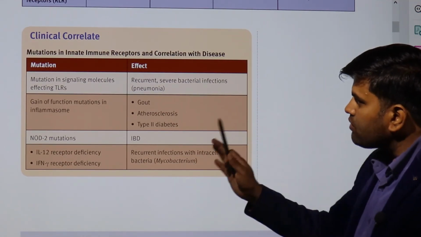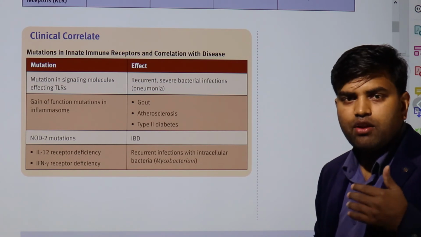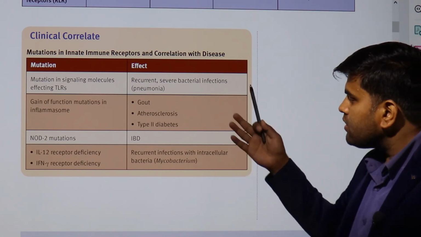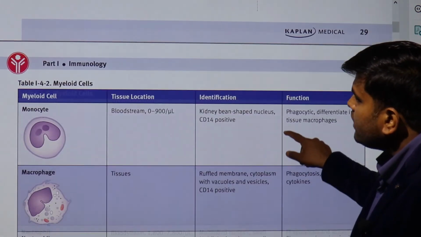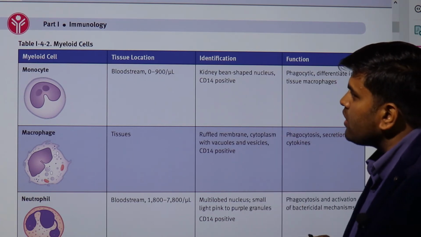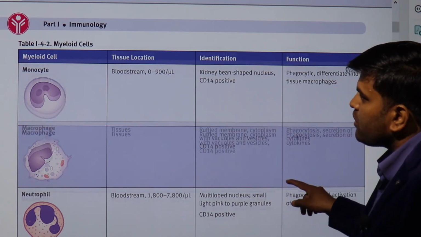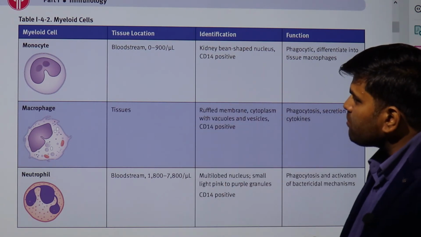So you can understand, if your defense system cell cannot detect the signal of the bacteria, then obviously you will develop that bacterial infection. Talking about the cells, in the innate immune system there are the myeloid cells that you have now understood. Monocyte, macrophage, and neutrophil are present in the bloodstream.